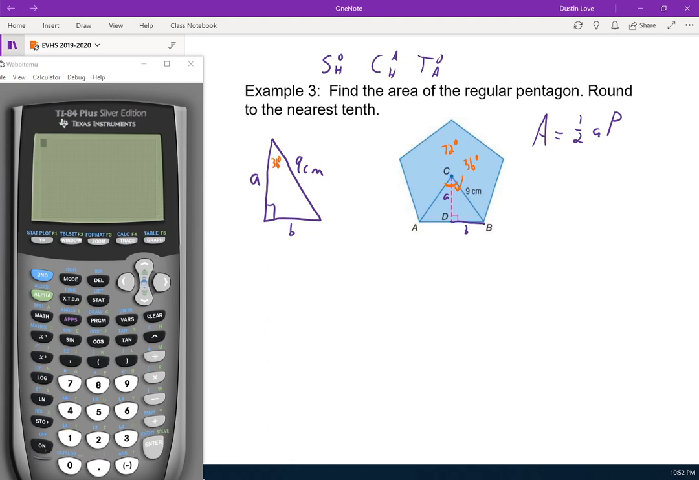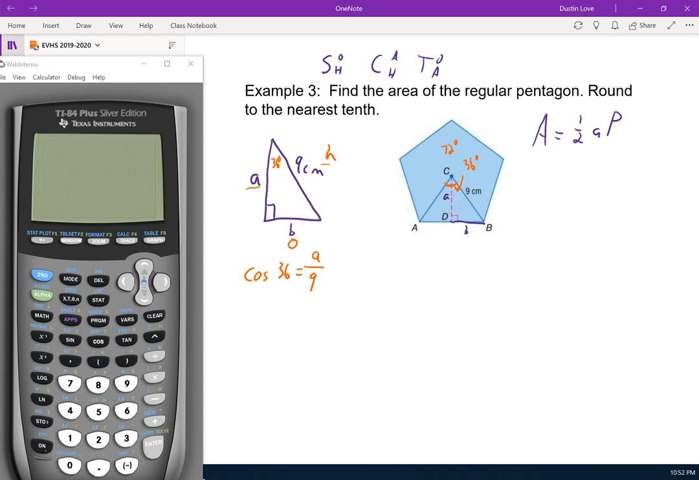So I can label these. 9 is my hypotenuse. A is my adjacent side. That worked out nice. And then B is my opposite side. So let's solve for our apothem first. Adjacent and hypotenuse makes cosine. So cosine of 36 is equal to A over 9.